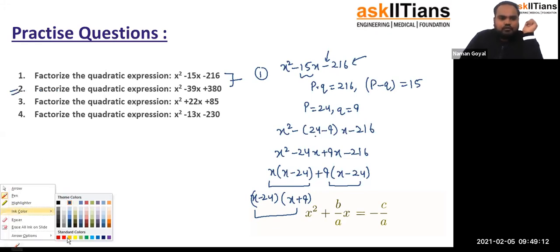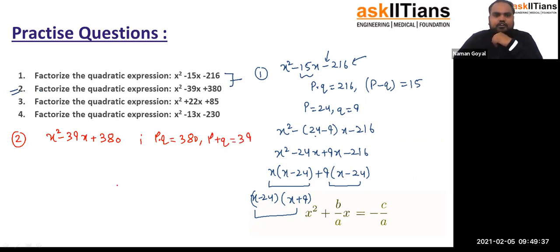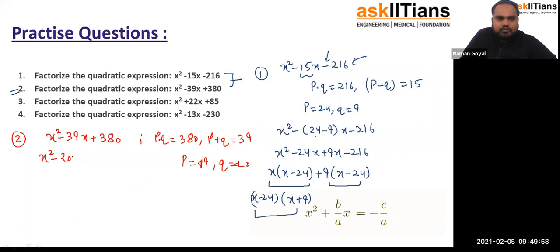Now see, for the second one, the expression is x square minus 39x plus 380. Now what we need is two numbers p and q whose product is 380 and sum is 39, isn't it? So for two numbers whose product is 380 and sum is 39, p can be 19 and q can be 20. Numbers can be 19 and 20, right? So we can write this as x square minus 20x minus 19x plus 380.